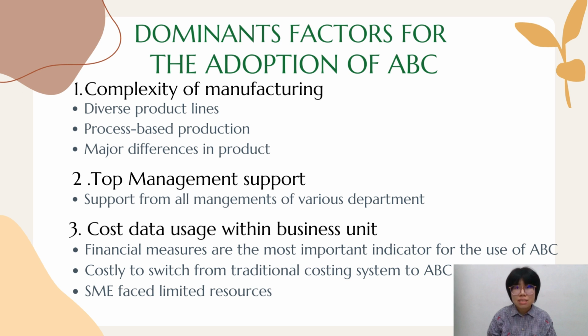Second, top management support. A strong active support from all top management of various departments encourage the adoption of ABC. Next, cost data usage within business unit has become one of the dominant factors for the adoption of ABC, where financial measures are regarded as the most important indicator for the use of activity-based costing ABC. This is because it is costly to switch from traditional cost system to ABC, as small medium enterprise SMEs are facing limited resources for this transformation.